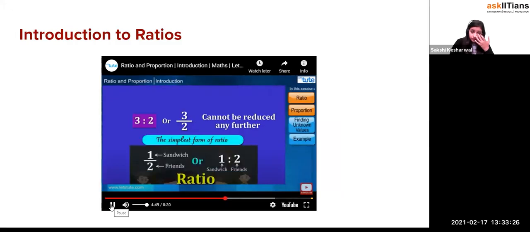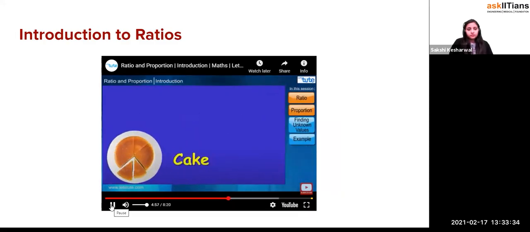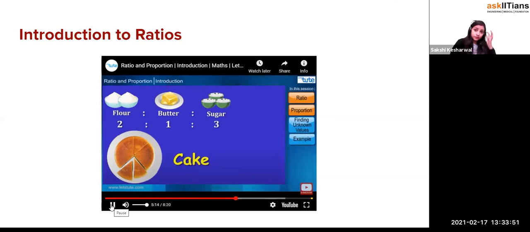However, the concept of ratio and proportion is not based on just two quantities. For example, if you are making a cake, you will need 2 bowls of flour, 1 bowl of butter and 3 bowls of sugar. Here, the ratio of flour to butter to sugar can be written as 2 is to 1 is to 3. The order plays a very important role here. This can also be extended to 4 quantities, like you can add a bowl of chocolate too.